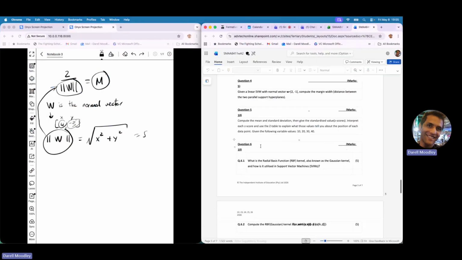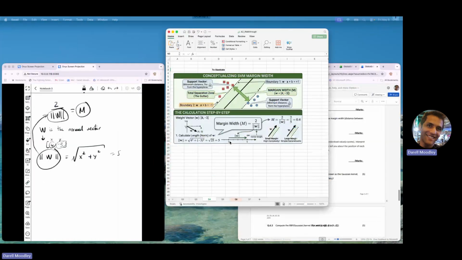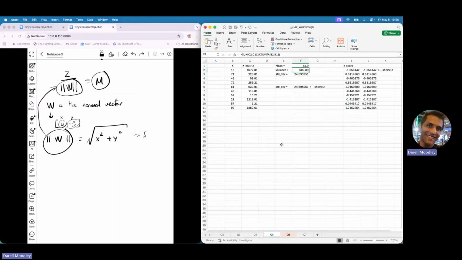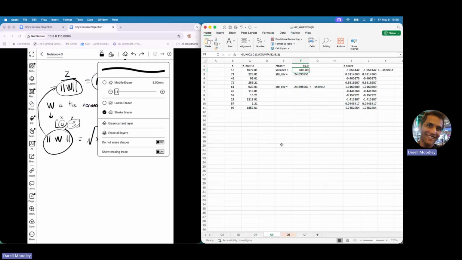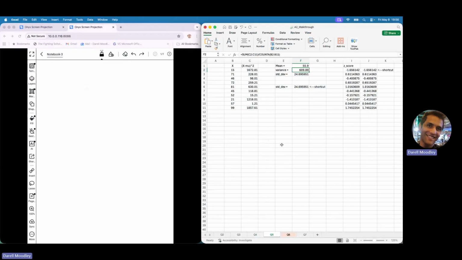Question 5. Compute the mean and standard deviation, then give the standardized values, the z-scores, and interpret what they mean. So, standardizing variables. Let's get back to my Excel, and I'll talk you through pretty much what we're trying to do here.